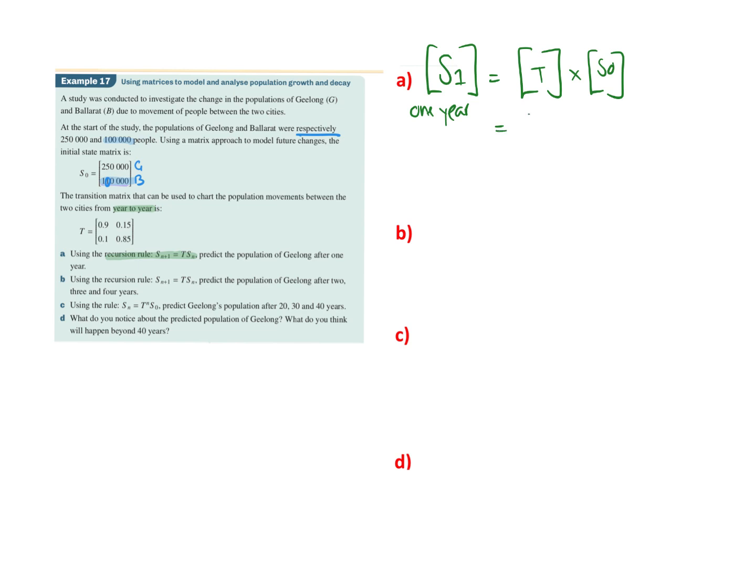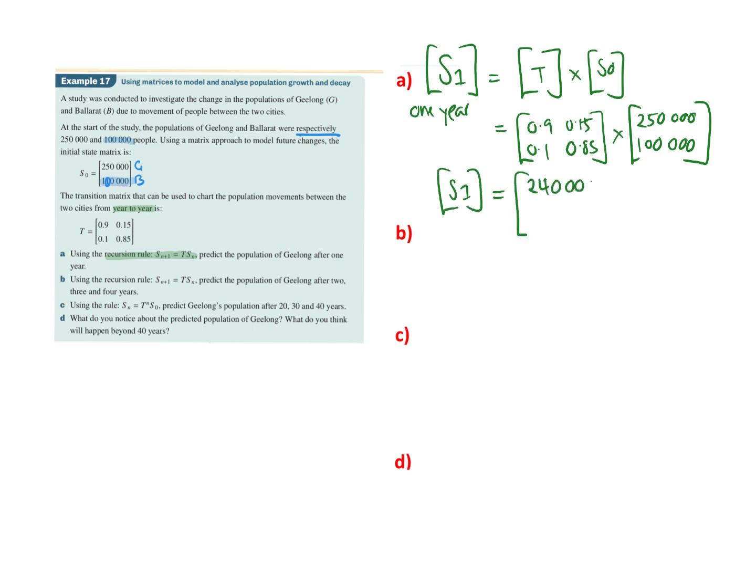Okay. So we're going to see this 0.9, 0.15, 0.1 and 0.85, and we're going to times it by the 250,000 and the 100,000. Then we're going to get S1, what is happening after 1 year. I get 240,000 up the top and 110,000 down below. So that means in Geelong there was 240,000 after 1 year, and in Ballarat there was 110,000.